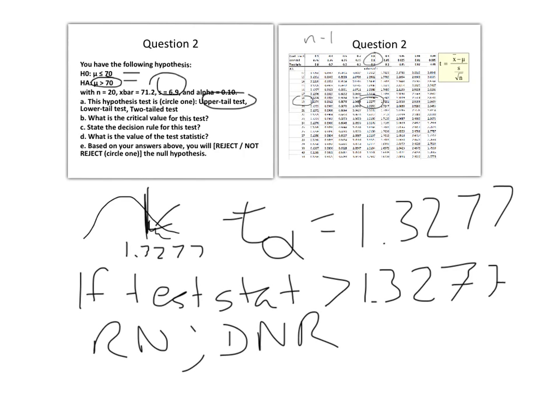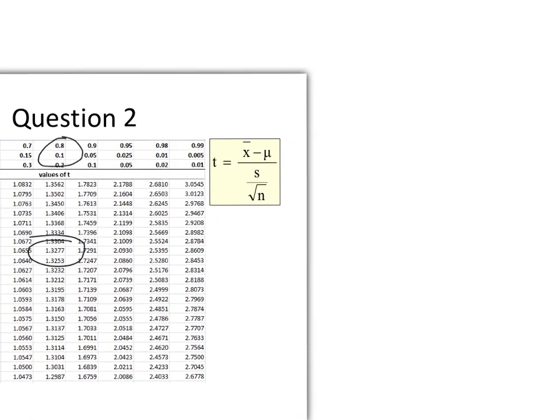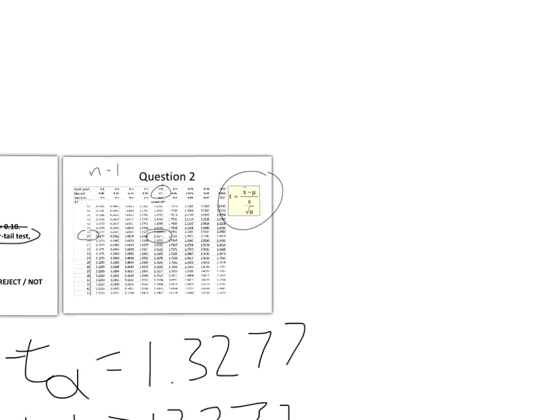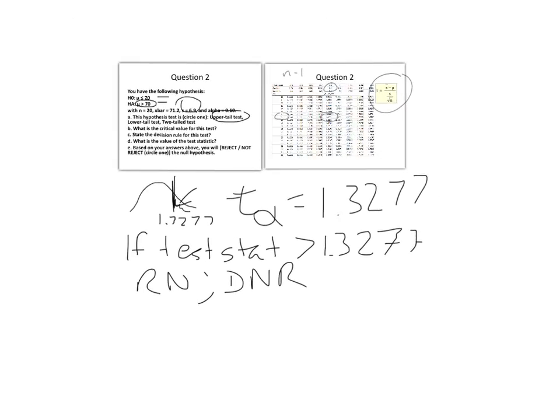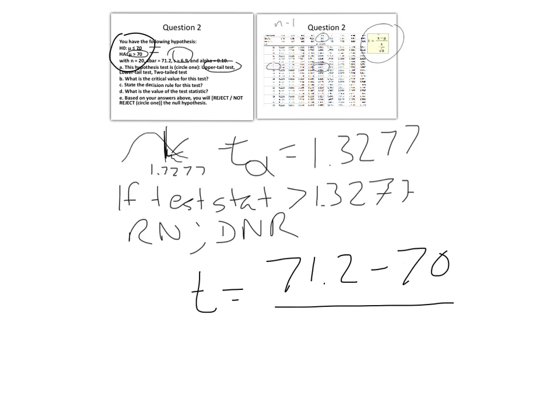What is the value of our test statistic? Okay, let's take a look really quick here. The test statistic will be calculated using this formula right here: x bar minus mu over s over the square root of n. So the test stat, t equals x bar, which was 71.2, minus mu, 70. We get that from the hypothesis statements. Over s, which was 6.9, over the square root of 20.